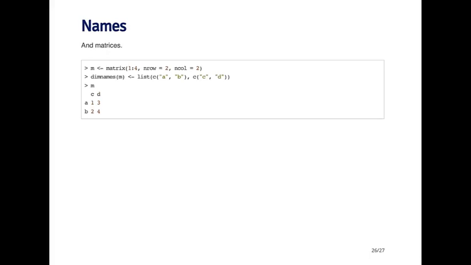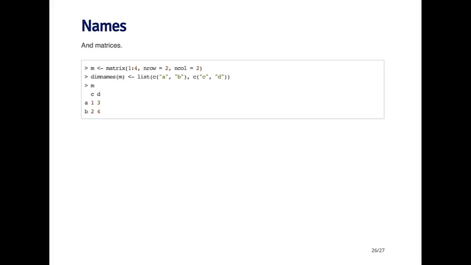Finally, matrices can have names. These are called dimnames. So here I've created a matrix from the sequence 1 to 4. It's a 2 by 2 matrix. And so when I use the dimnames function, I assign it a list where the first element of the list is the vector of row names, and the second element of the list is a vector of column names.